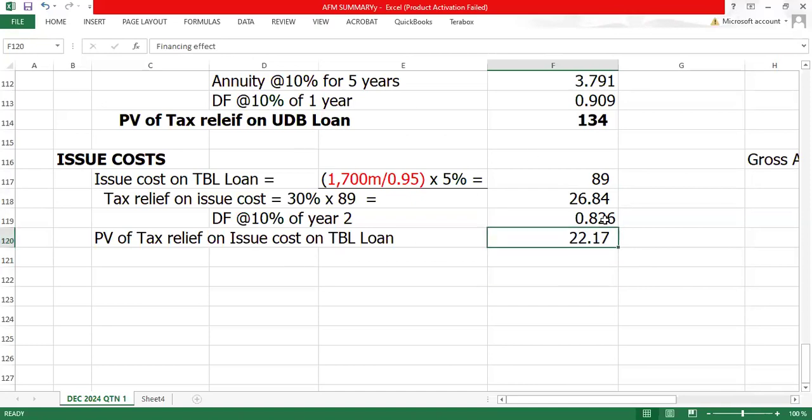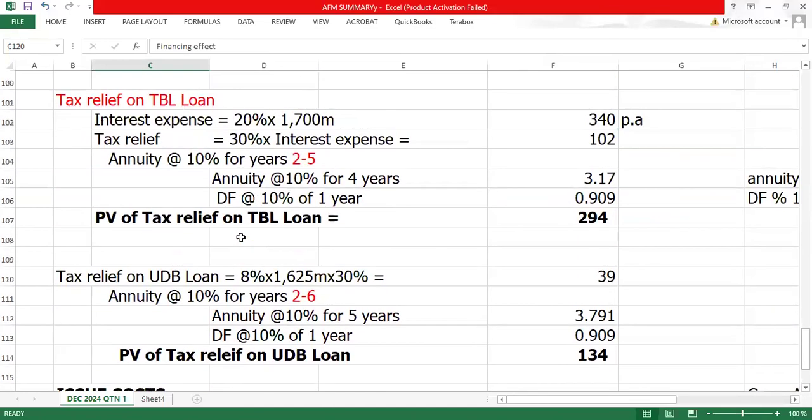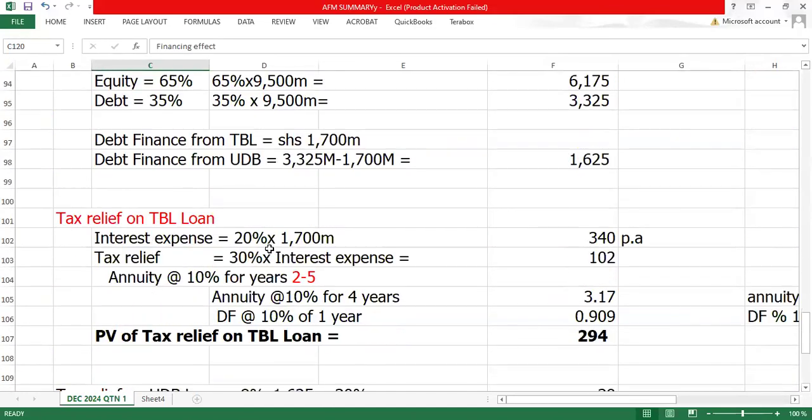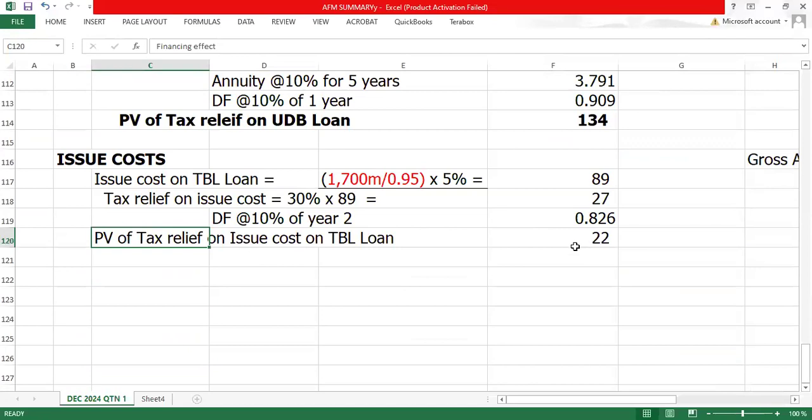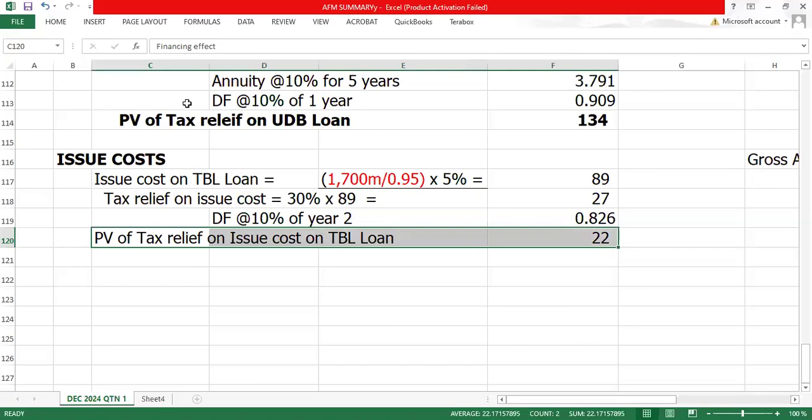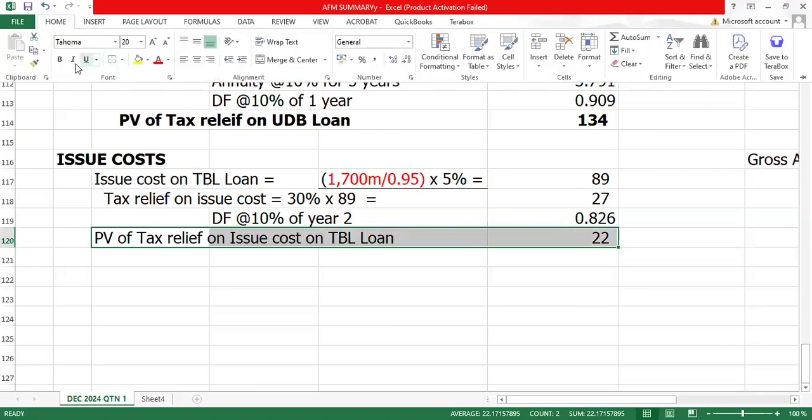So got that. I can round off, but be consistent. If you have been rounding off to a whole number, keep rounding off to a whole number. If you have been rounding off to 1 decimal point, keep rounding off to 1 decimal point on your final answer. So that is my tax relief on issue costs. Any question?